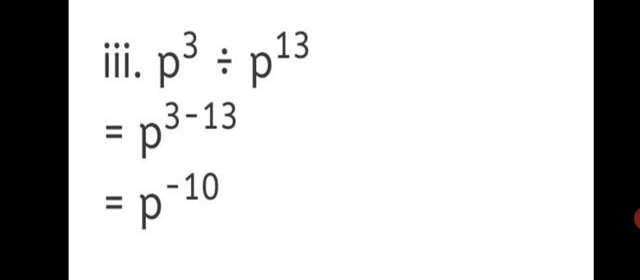Third sum. P raised to 3 divided by P raised to 13 is equal to P raised to, you will have to subtract the index, 3 minus 13. Plus and minus operation is minus. 13 minus 3, answer 10, and the greater number has a negative sign, so the answer will be minus 10. So your final answer, P raised to minus 10.